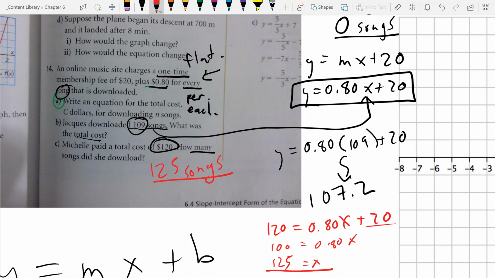So whenever you get questions like that, write your equation. It's always going to be y equals mx plus b. The two numbers it gives you are usually going to be slope and y-intercept. And then the numbers it gives you for the question, you're going to sub in for x or y. And that's it. That's how you do these questions.